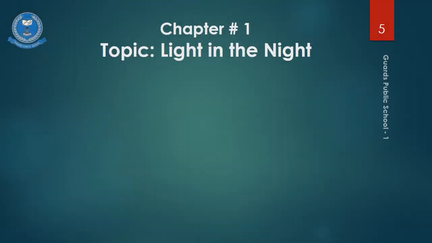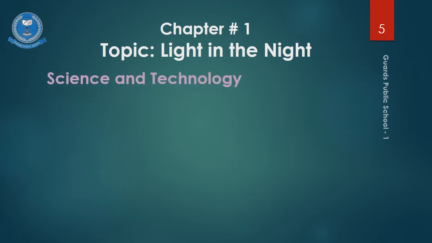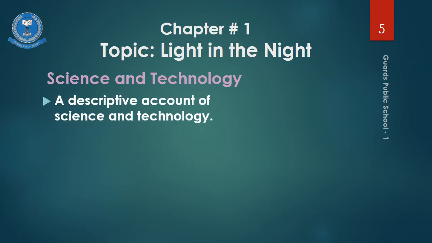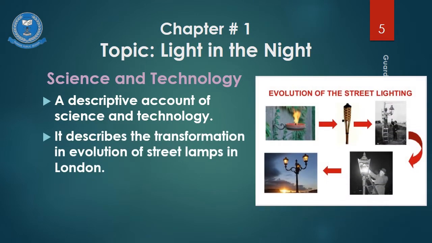So firstly we have here is science and technology. Light in the Night is basically a descriptive factual account. It gradually describes the transformation in street lamps.